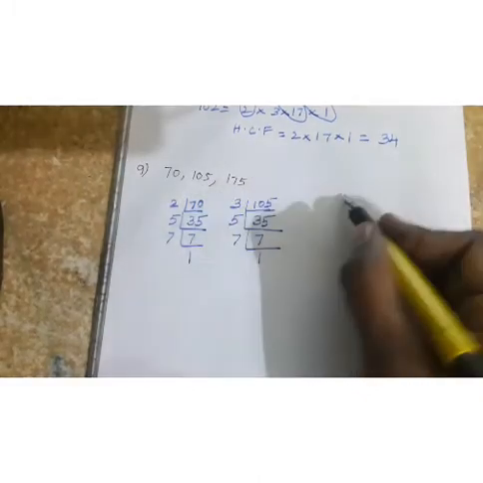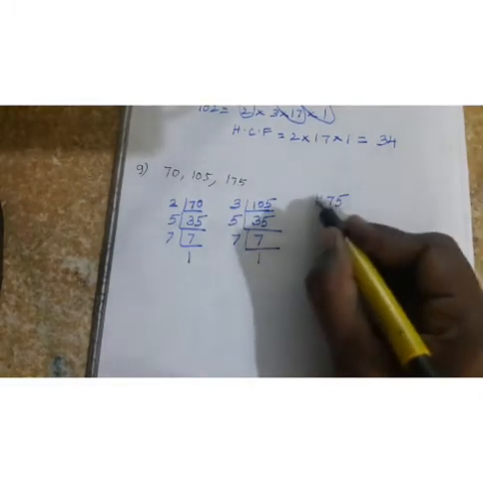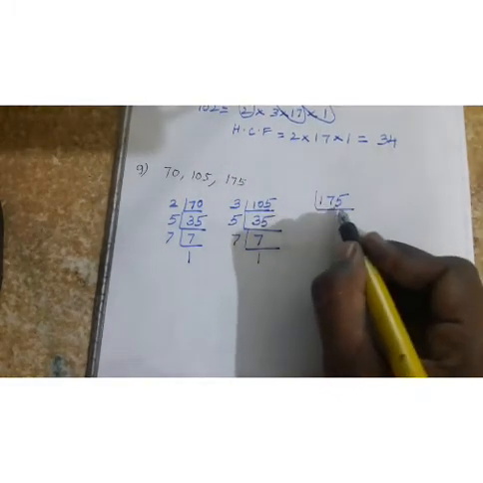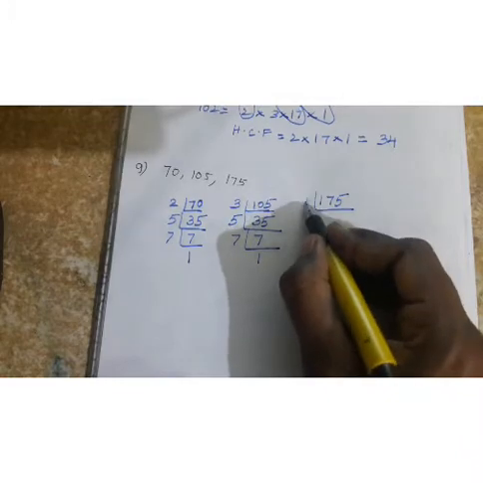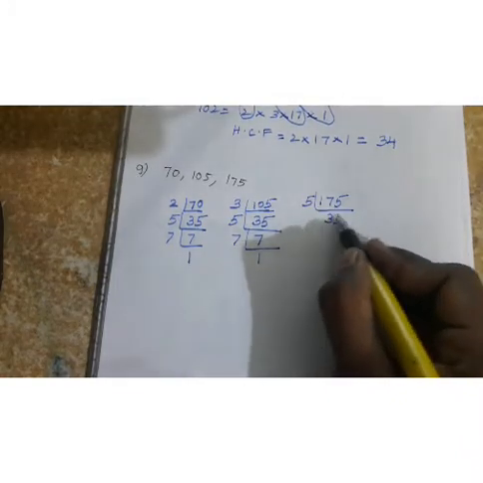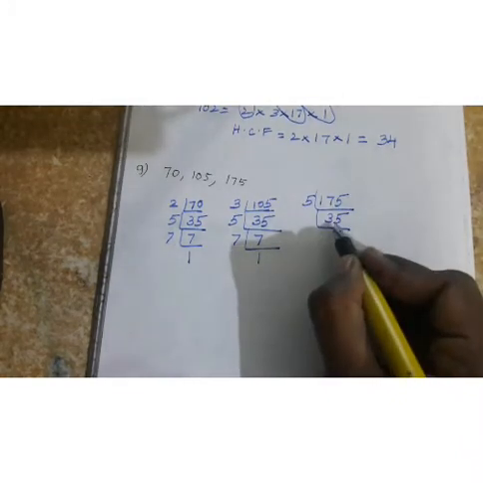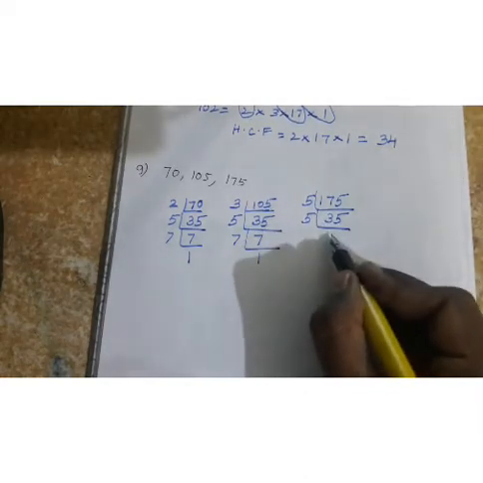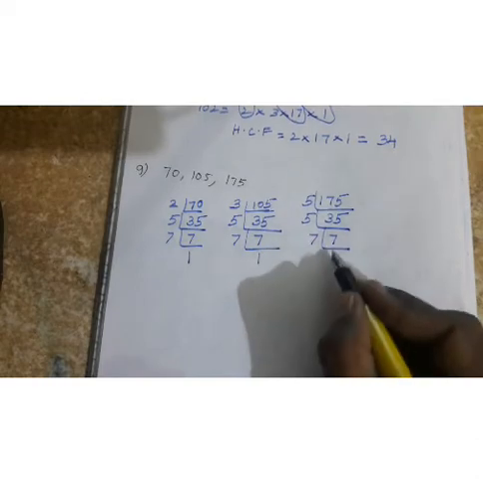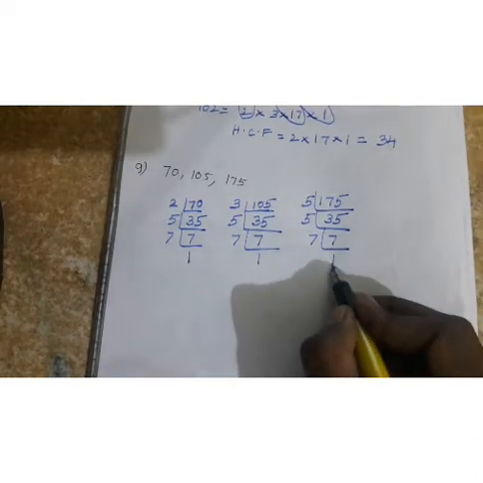Now find the prime factors of 175. 175 is not divisible by 2 and 3, so take the prime number 5. 175 divided by 5 gives 35. 35 is divisible by 5. 35 divided by 5 gives 7. 7 is a prime number which divides by itself. 7 divided by 7 gives 1.